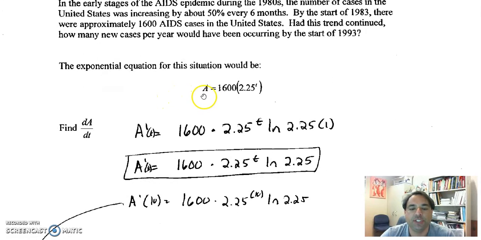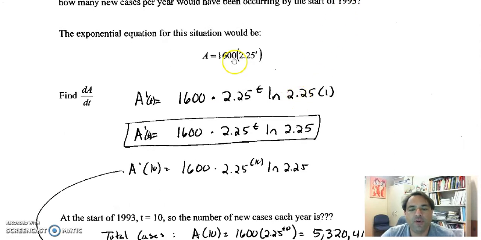So they gave us the equation A equals 1,600 times 2.25 raised to the t. We want to find the rate of change, so we want to take the derivative and then plug in 10 to represent 1993. Now, 1600 is a number in front, so kind of like with our derivatives before, if you have a number in front, the number stays in front. If it was 1600x, then we'd be doing something like product rule. But since it's just a number like 1600, the number stays in front.